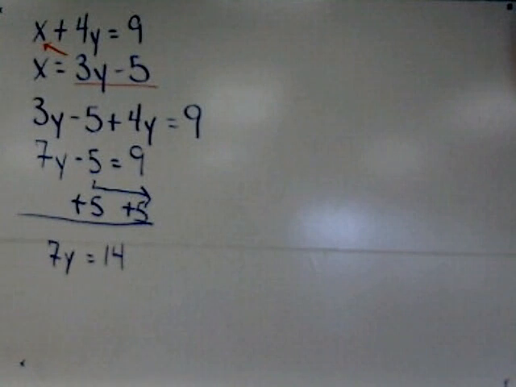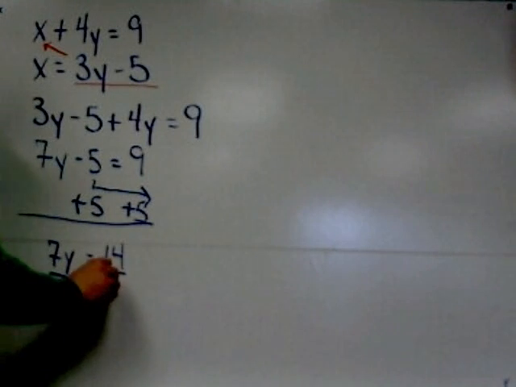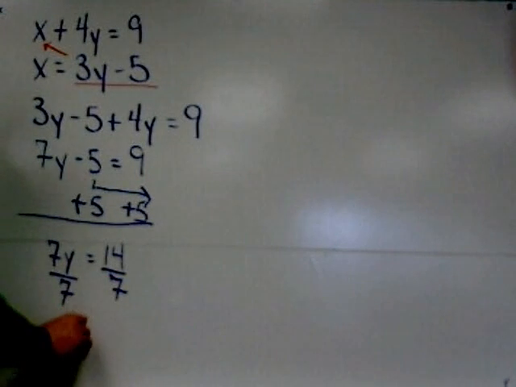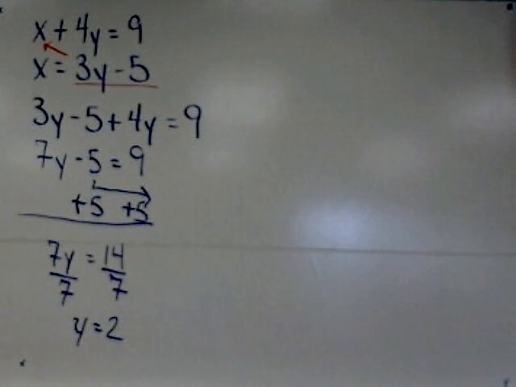Now what's left is a simple multiplication equation, which I can solve by dividing. I need to divide each side by 7. And when I divide across by 7, I get y equals 2, which is half of the solution.